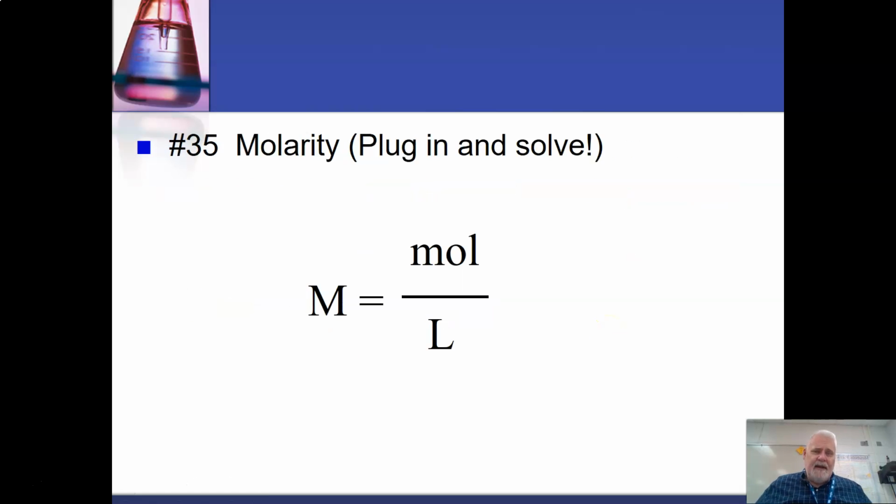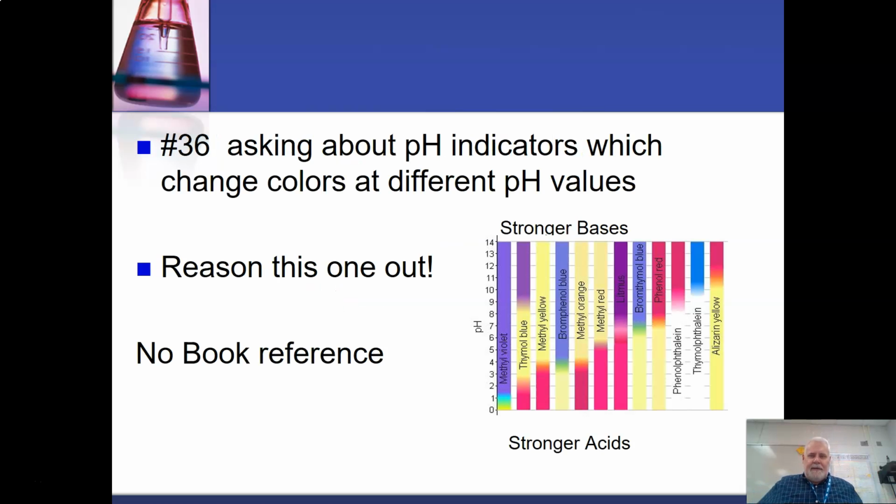And 35 is also about molarity. So you can see why we wanted to get some of these concepts in. This is an important chemistry concept. This one is all set up for you. Just plug in and solve. And you don't have to do the fancy conversions and things. One of those is coming up a little bit later here, but this is something that you can look at here.